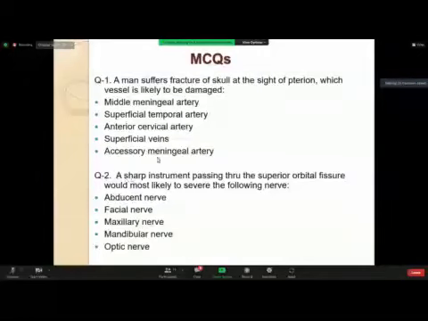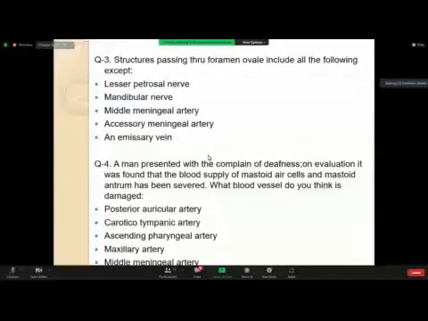देन इसको रीड करें. Structures passing through foramen ovale including all of the following except: A lesser petrosal nerve, B mandibular nerve, C middle meningeal artery, D accessory meningeal artery, and E option is an emissary vein. हाँ जी, तो क्या आपको लगता है? एमिशरी वेन्स. एमिशरी वेन्स कौन सी वेन्स हैं? एमिशरी वेन्स आर द वेन्स जो कि आपके स्कैल्प और सुपरफिशियल पार्ट ऑफ द स्कल को कनेक्ट करती हैं विद द ड्यूरल वीनस साइनसेस. ठीक है.